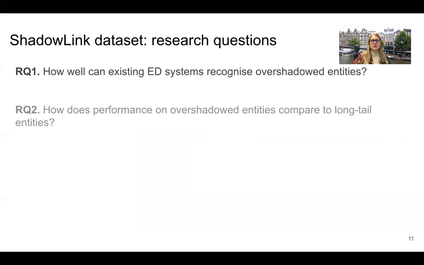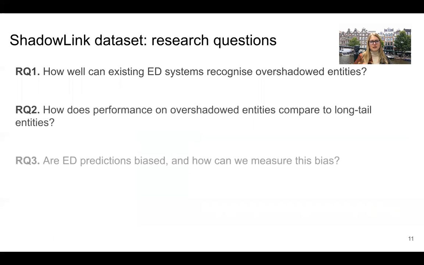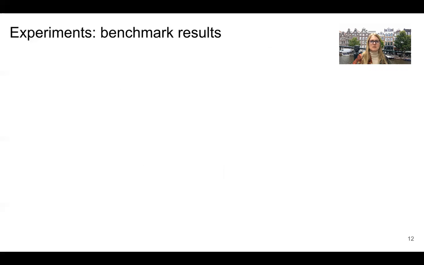So we want to use our dataset to answer 3 research questions. How well do the systems perform on overshadowed entities in general? How does it compare to the performance on long tail entities? And are the predictions of entity disambiguation systems biased, and how can we measure this?